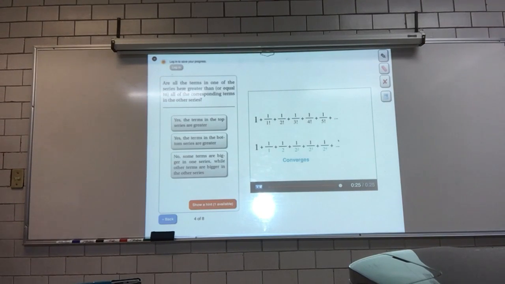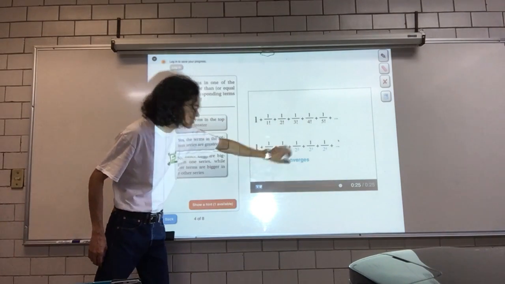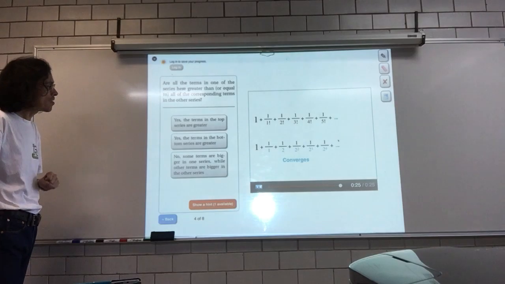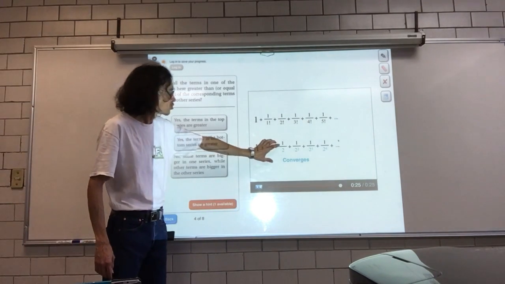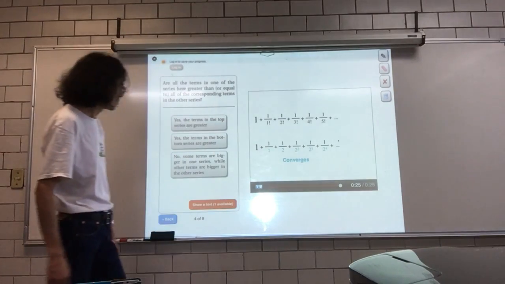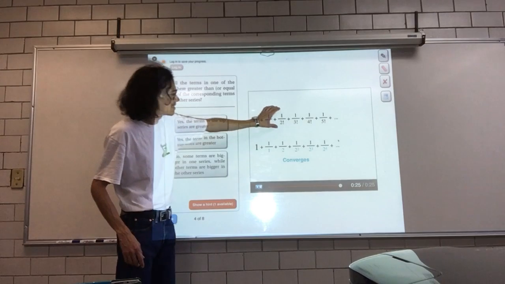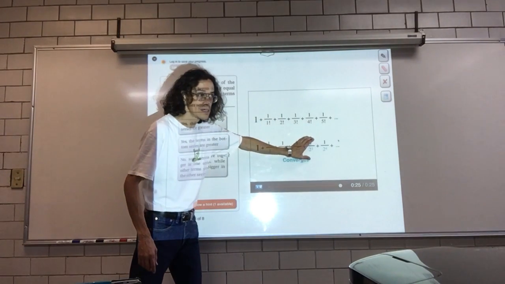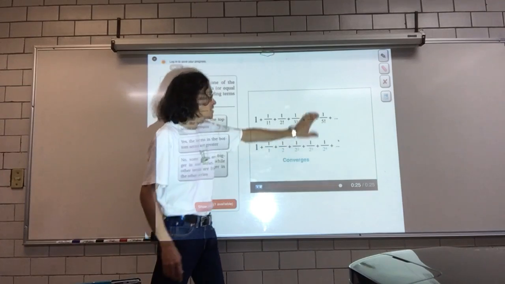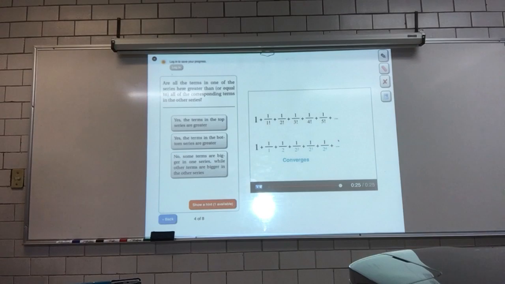Sí, todos los términos de la serie superior son mayores que todos los términos de la serie inferior. O todos los términos de la serie inferior son mayores que los de la serie superior. O no, algunos términos de una serie son mayores que los de la otra, pero algunos de la serie inferior pueden ser mayores que los de la serie superior. ¿Cuál de las tres afirmaciones es cierta?